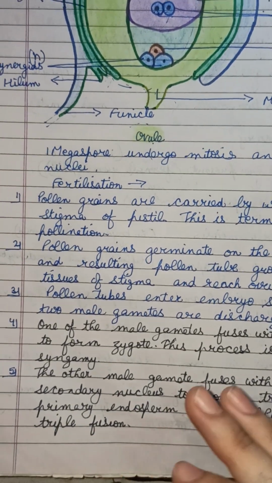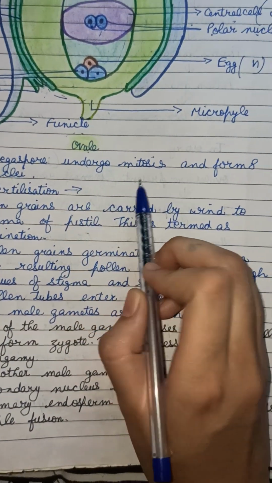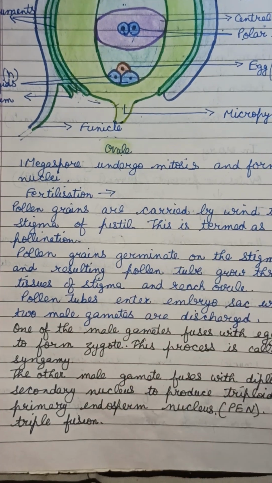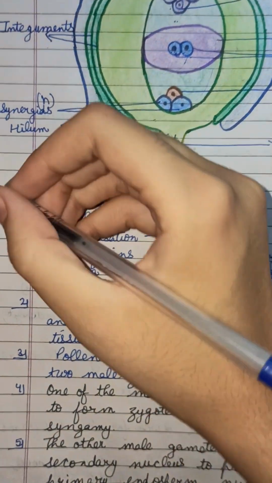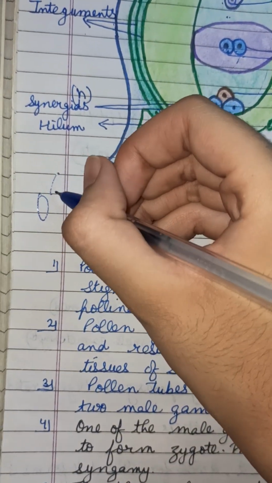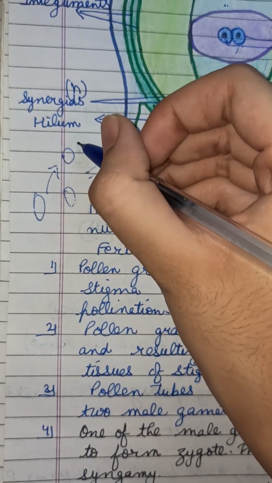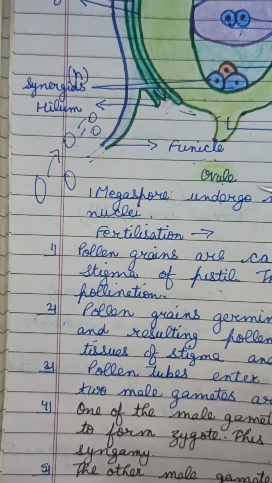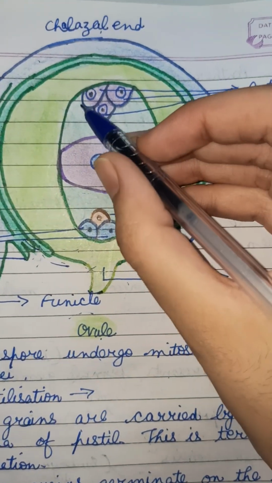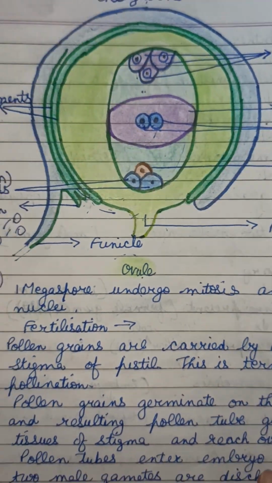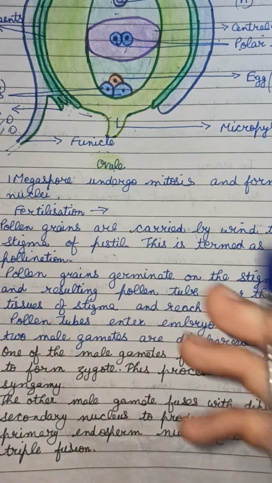So let me explain to you. One megaspore undergoes mitosis and forms 8 nuclei. There is one megaspore which undergoes mitosis to form 2, then these two form another, and so it continues and forms 8 nuclei like this.